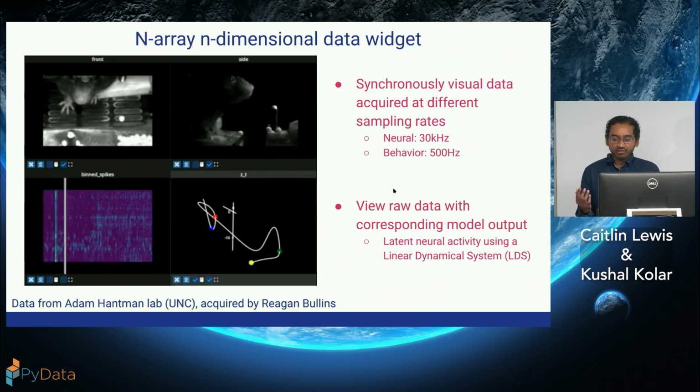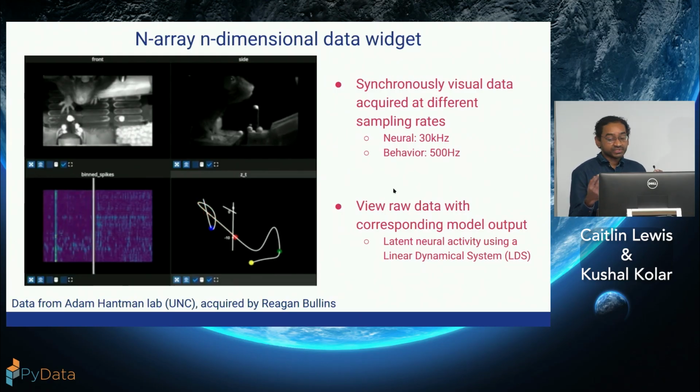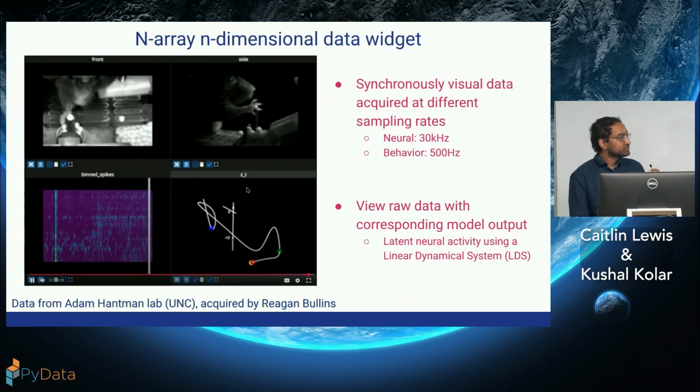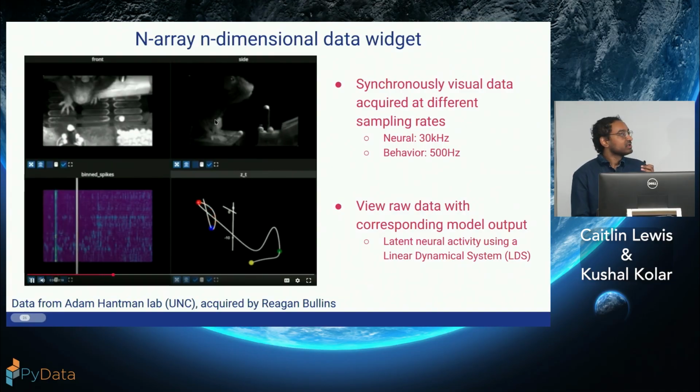So here's another example of how you can explore models with some real data. This is actually some data that Caitlin works with, where video is acquired in conjunction with neural activity. What you are seeing here on the top is an animal that is performing this task where it has to reach out and grab a food pellet with its hand. So that's a food pellet, and it has to reach out and grab it.